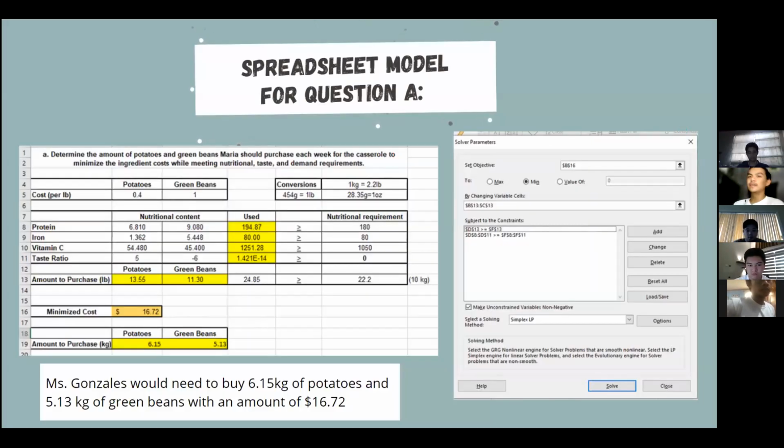Question A asks to determine the amount of potatoes and green beans Ms. Gonzalez should purchase every week for the casserole while minimizing the ingredient cost. With this, the group utilized the Excel spreadsheet and linear optimization in minimization and determined that the amount of potatoes they should buy is 6.15 kilograms, while for green beans, 5.13 kilograms, at a cost of $16.72, while maximizing the nutrients that can be gained from the main ingredients for the casserole.